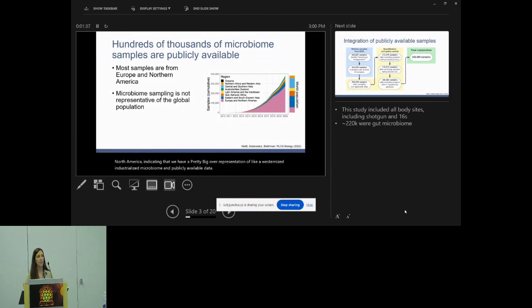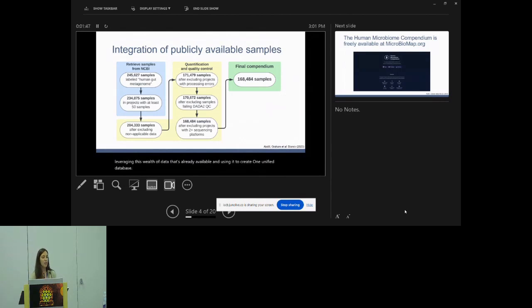Now, despite this imbalance in sampling, we're still really excited at the prospect of leveraging this wealth of data that's already available and using it to create one unified database. So to that end, we integrated samples using a single pipeline. Now, we started by taking over 245,000 16S sequencing human gut microbiome samples from the NCBI SRA. These samples came from over 460 projects, so we know they're a very diverse sample set. They come from people young and old and sick and healthy all over the globe.